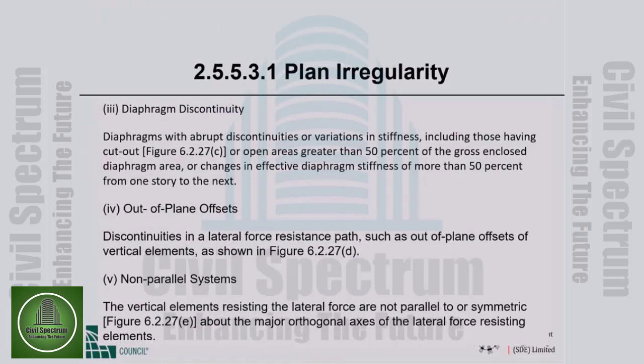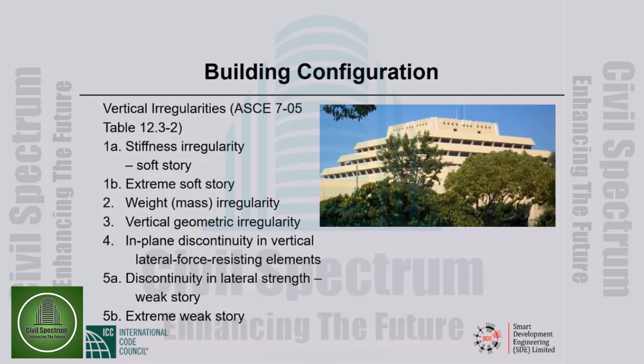So we will discuss the definitions, but with pictures and things. Diaphragm discontinuity, out of plane offsets, non-parallel systems. Yeah. I will only say that the definitions are essentially the same as those in ASC 7-05. Really no change.